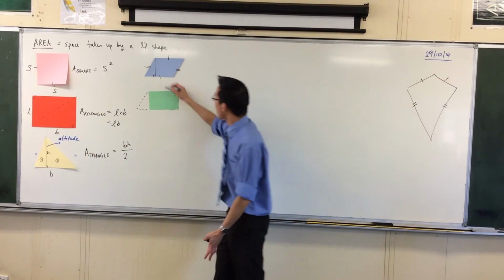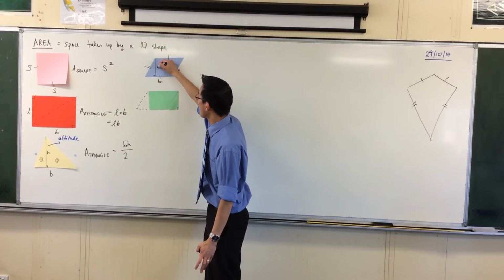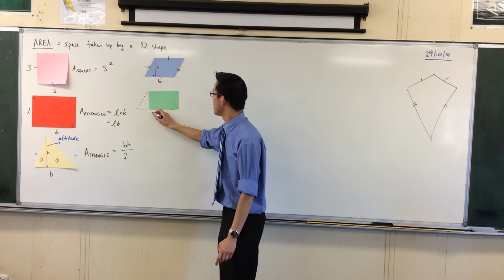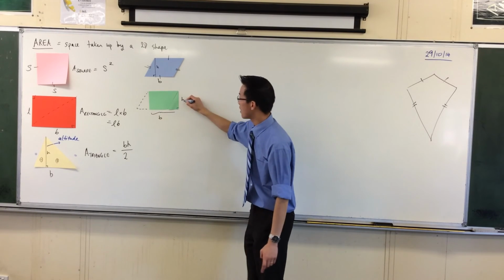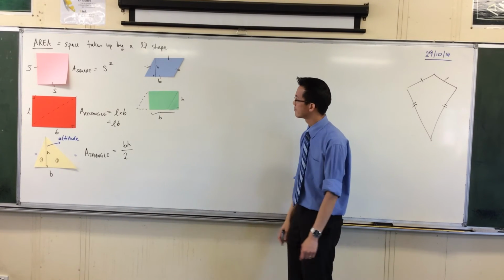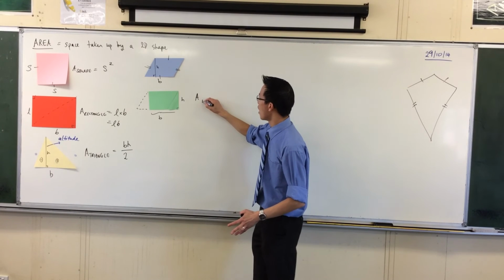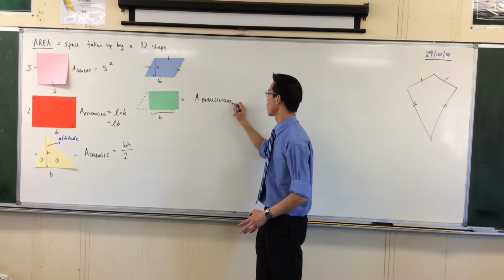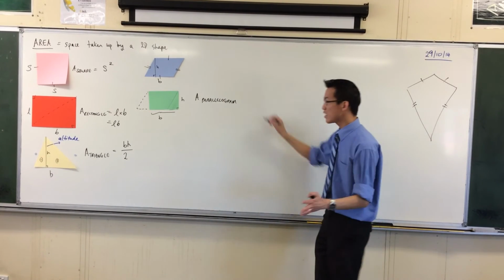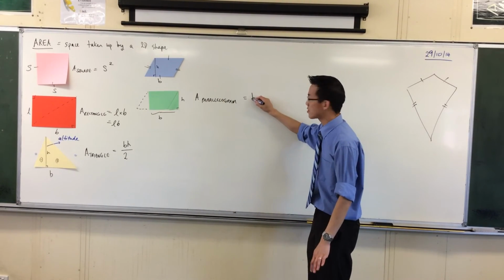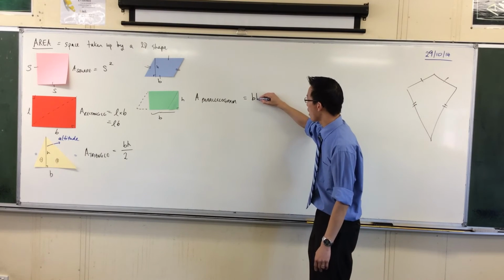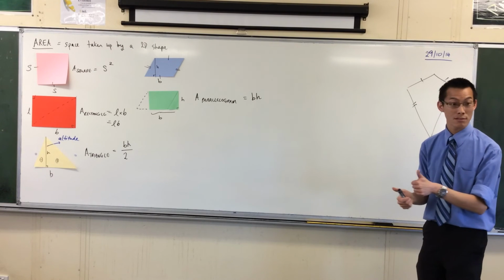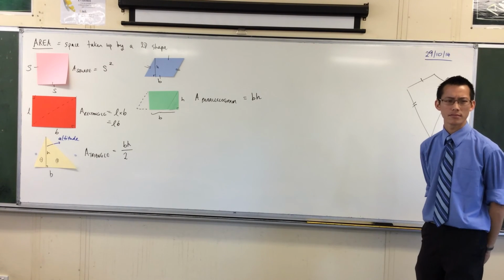So now I've got my base, I've got my height, which are the same as this base here and this height, okay? So therefore the area of a parallelogram, and make sure you spell it right, it's got an O in the middle, is equal to, very simply, the base times the perpendicular height. BPH. Make sense?